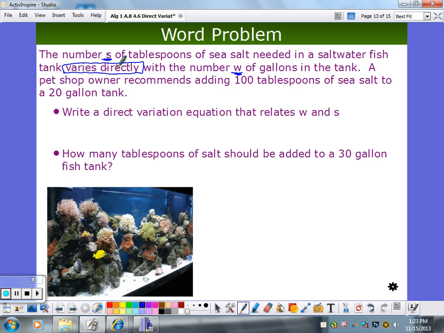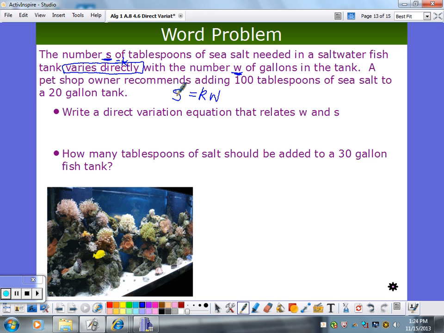Now the words varies directly translate from English to math to equals. Salt varies directly with water. Do you have a question, Gary? So, the gallons of water is X. All right, let me go through it, okay? I'm going to go through just a tiny bit slower. Salt varies directly with water. Are we okay with this? I'm basically just interpreting the question.